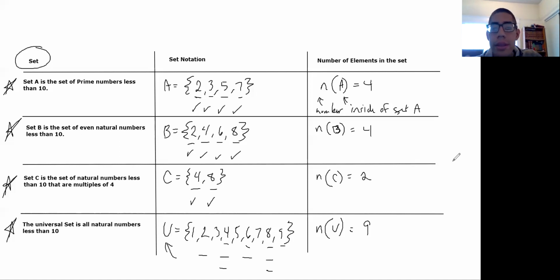N, right? The number of elements in the set N is the number of numbers inside of set C. N of C is 2. There's 2 numbers inside of set C, and that's what that means. As far as the last one goes, where it says N of U is equal to 9, that just means the number of numbers inside of set U. There's 9 numbers, that's why I put a 9 there.